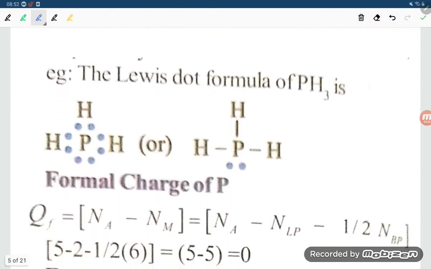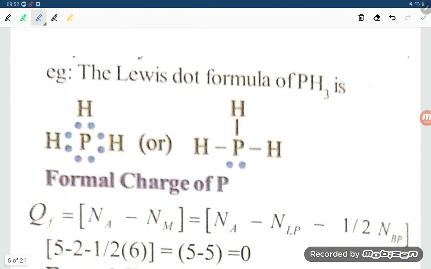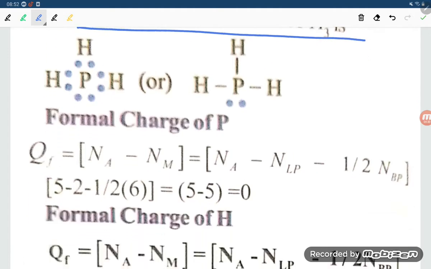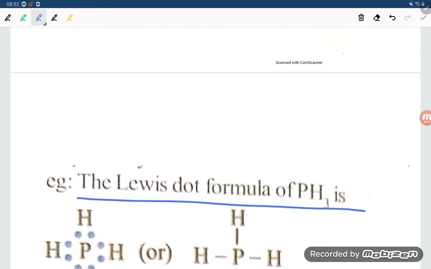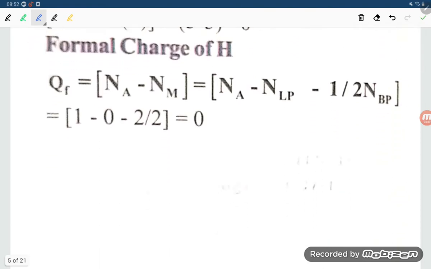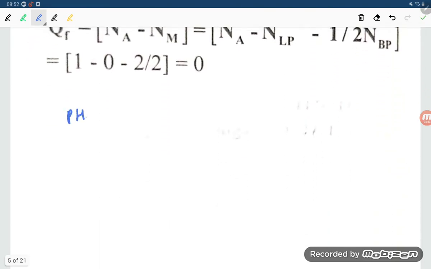Okay, so students, let us see one problem. The Lewis dot structure of PH3 is like that. They are saying calculate the formal charge of P. If you go for PH3, here is PH3, that is phosphorus. How many valence electrons does phosphorus have? The valence electrons are 2, 8 and 5, that is 5, and hydrogen has only 1.